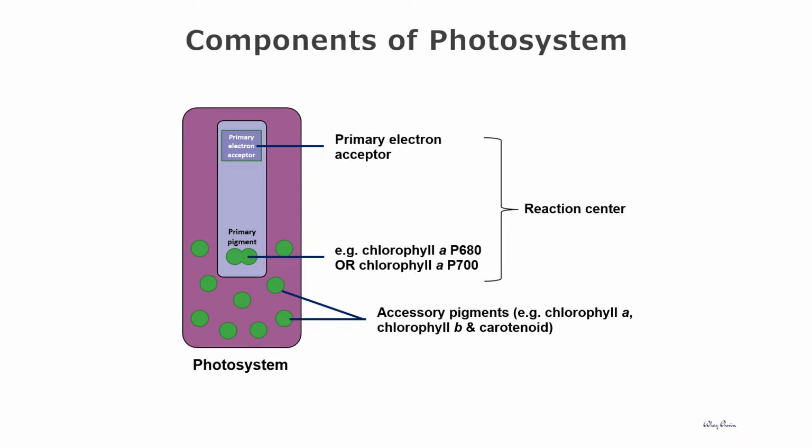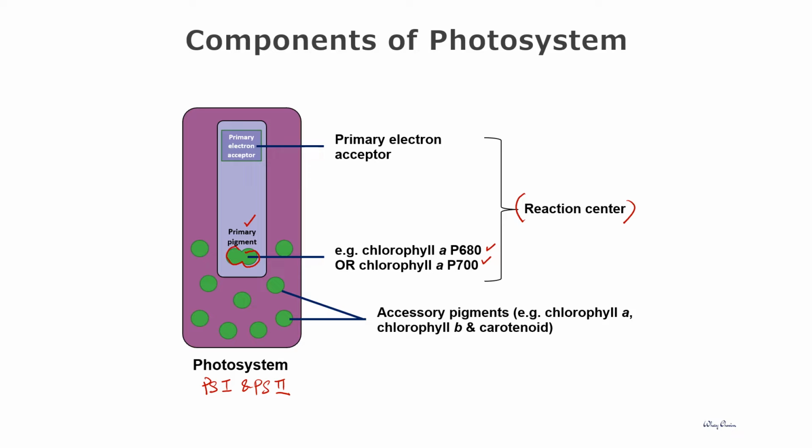Before we move on to the details about the light-dependent reaction, we have to recall the components of the photosystem. There are two types of photosystem, which are PS1 and PS2. Each photosystem consists of a reaction center, and the reaction center consists of a primary pigment, which is usually found in a pair. Examples of primary pigments are chlorophyll a P680 and chlorophyll a P700. Different types of pigments depend on the photosystem, whether it is PS1 or PS2.